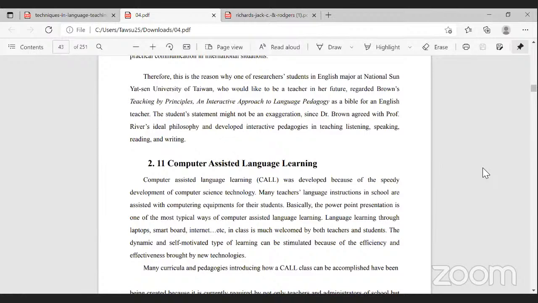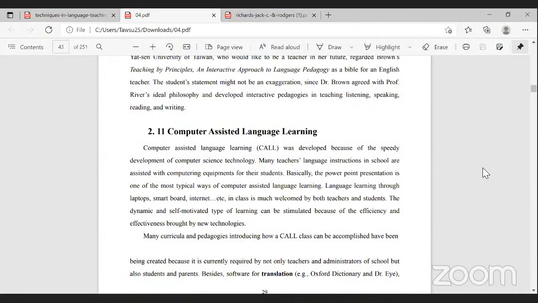But now we're going to talk about computer assisted language learning, as you can see on your screen also. Computer assisted language learning, CAL, was developed because of the speedy development of computer science technology. Many teachers of English in school are assisted with computing equipment for their students. Basically, the PowerPoint presentation is one of the most typical ways of computer assisted language learning.